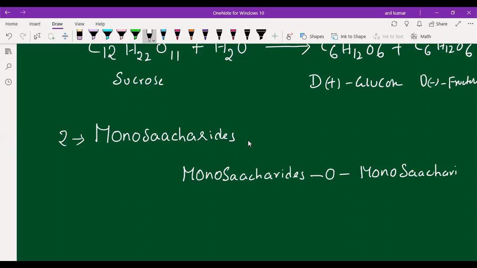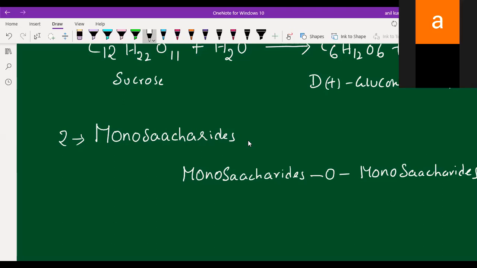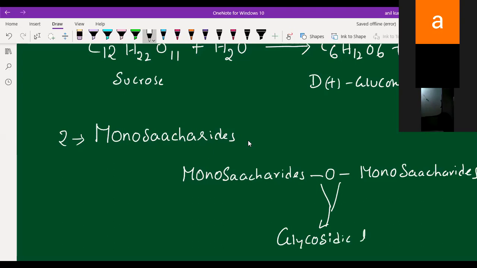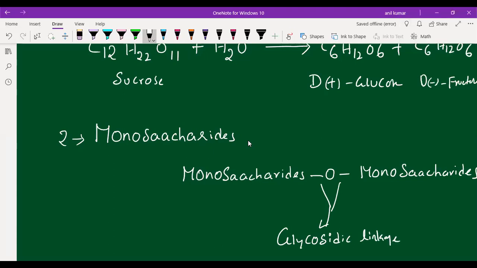Understood, students? You take any disaccharide like sucrose, maltose, or lactose. These two monosaccharides are connected with an oxygen bond. This oxygen bond we call a glycosidic linkage. If two monosaccharides are attached by the oxygen bond, that linkage is called a glycosidic linkage, students.